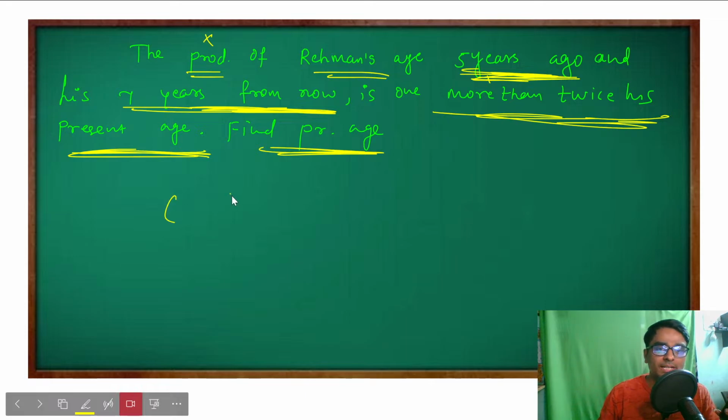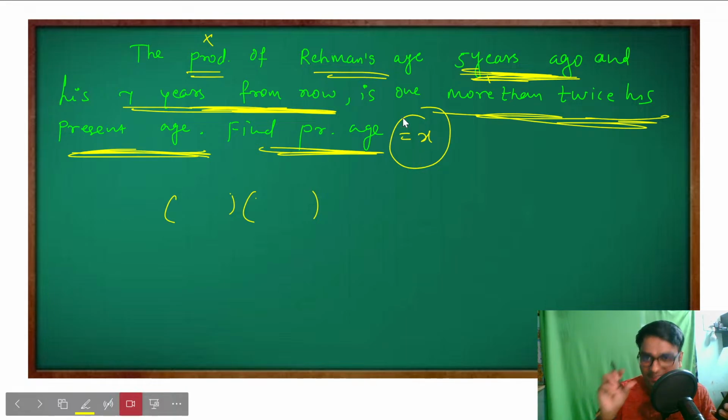First thing you need to do is product, right? So write two brackets like this. What is the product? Age. Whose age? Rahman's age. What is his age? We don't know. Let it be X. Correct? Find present age. So let Rahman's present age be X. That's the correct line you are going to write in the exam. You wrote X. Now write X here also, here also, because we are taking a product.